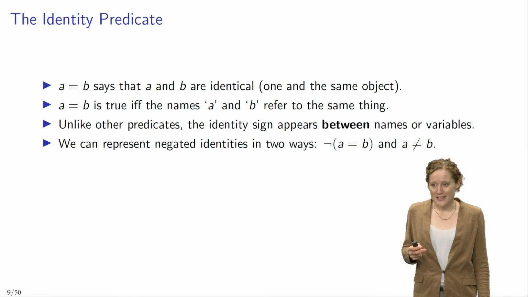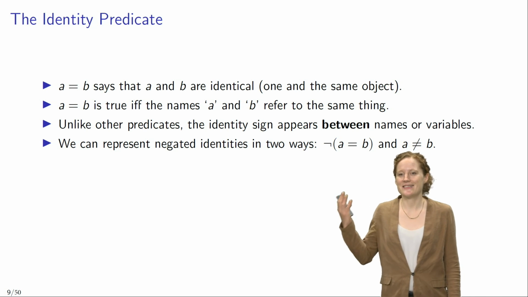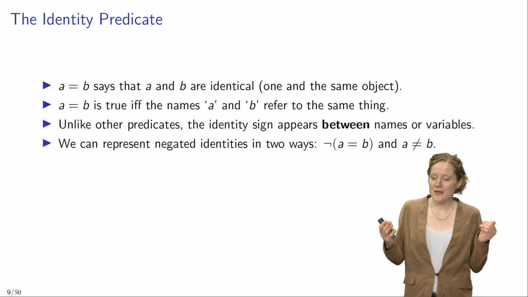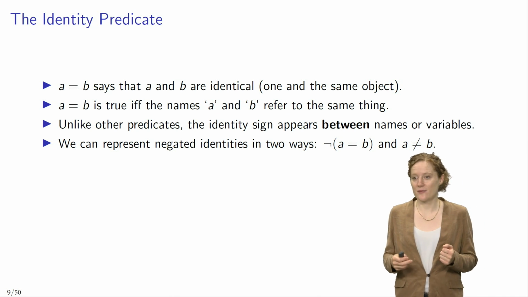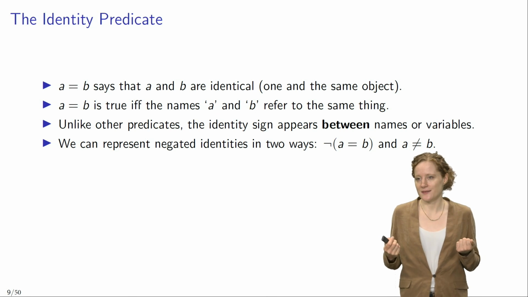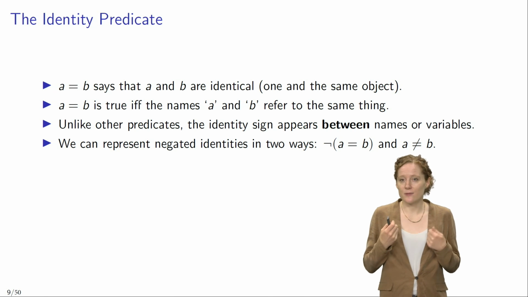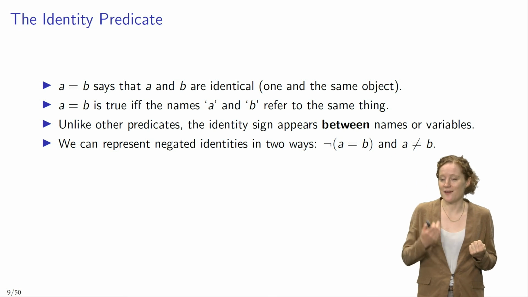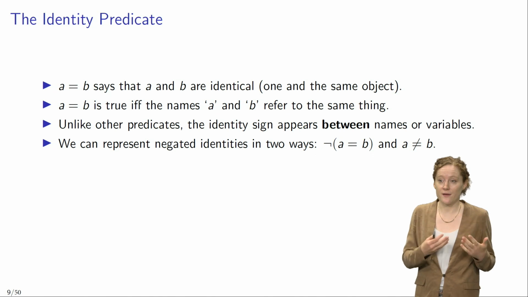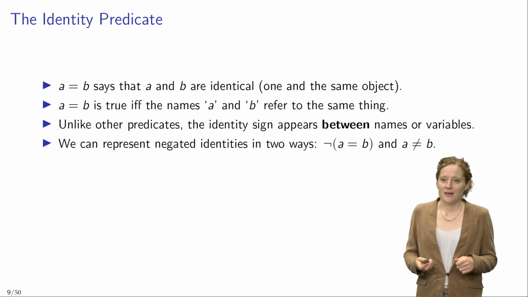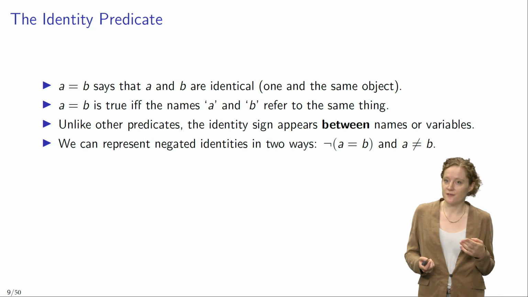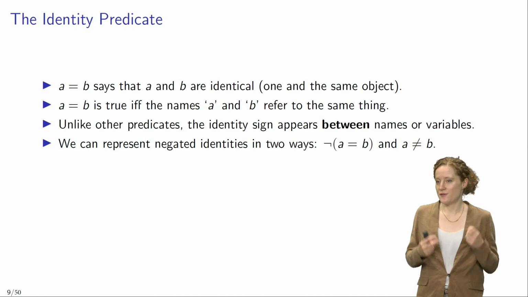We have one special predicate in FOL, which is the identity predicate. The sentence A equals B in FOL says that the objects A and B are identical. And by that we mean that they are one and the same thing. So when we say A equals B, we do not merely mean that they look alike or seem to be the same or are very similar. We really mean that they are one and the same object. So in particular, A equals B is true if and only if the two names, A and B, refer to the same thing.